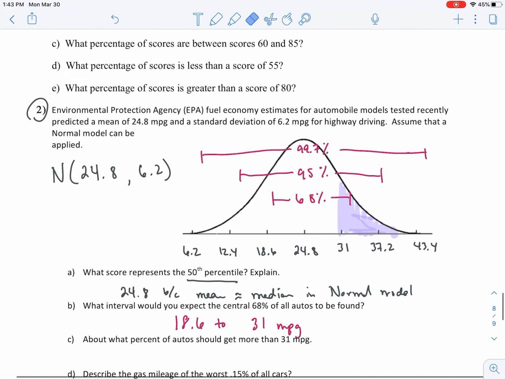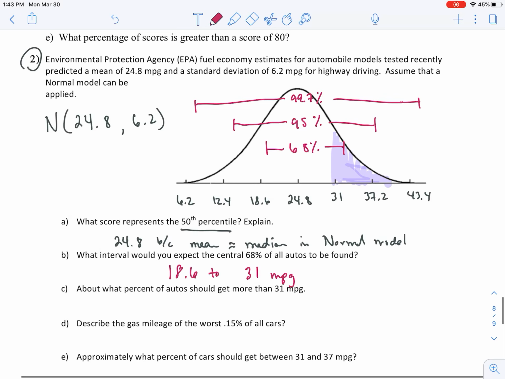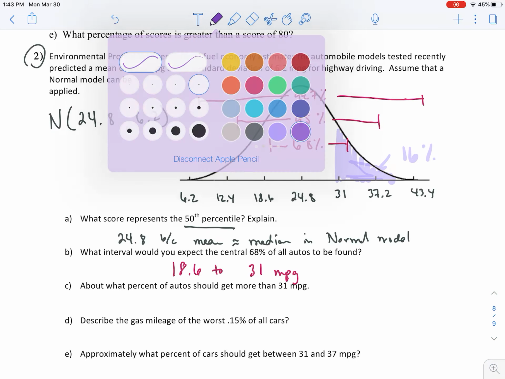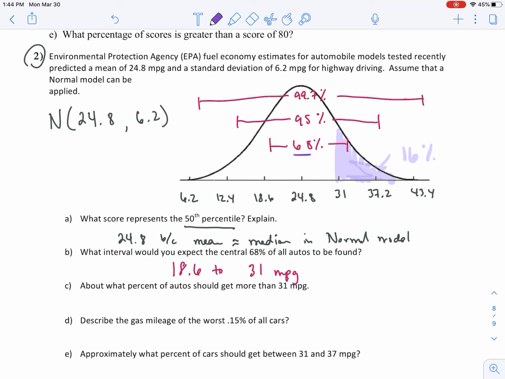These numbers keep reappearing everywhere. This right here is 16%. And I knew that for several reasons. One is that if I've got the middle 68, then I have 32% total in the tails, 16% on this side, 16% on that side. So my upper tail has 16%.